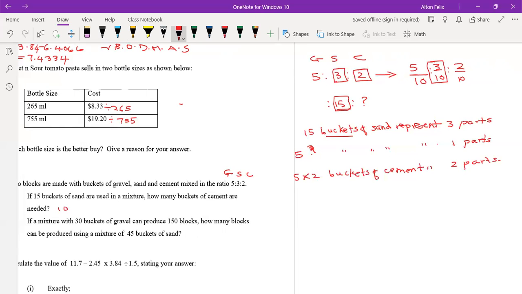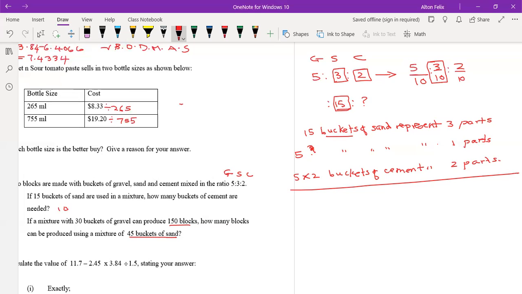10 buckets of cement. If a mixture with 30 buckets of gravel can produce 150 blocks, how many blocks can be produced using a mixture of 45 buckets of sand? Right, so this one is interesting. Again, they're giving us 2 bits of information to work with here, and we're going to use the same parts method. So let's go back to this question.